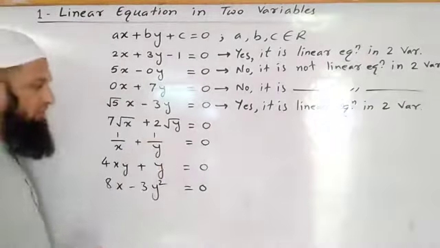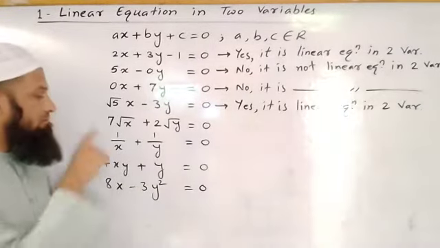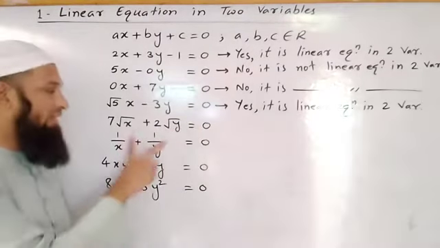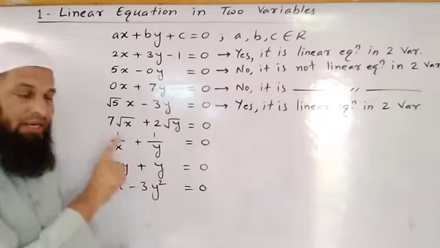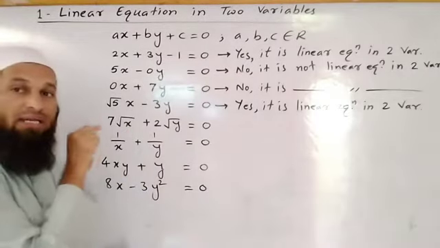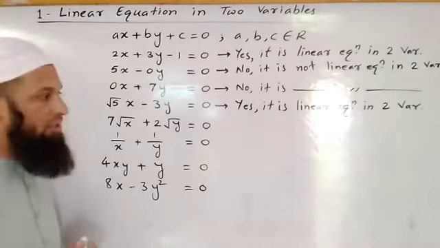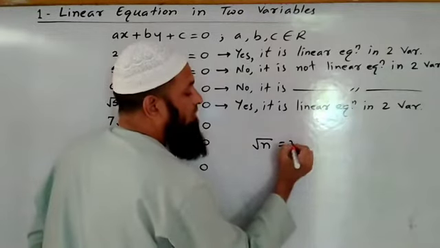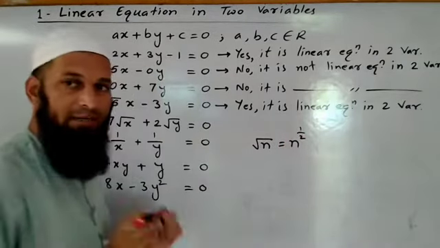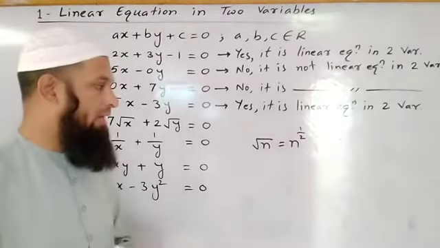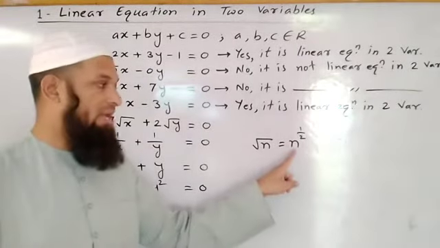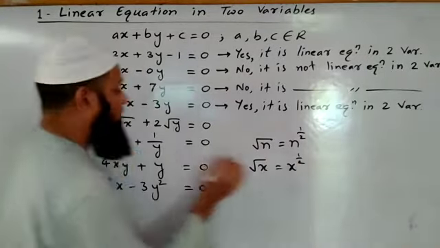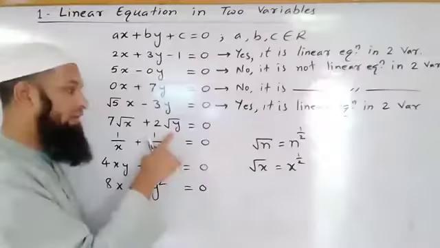Afterwards, see this equation: 7 into square root of x plus 2 into square root of y is equal to 0. Here there are two variables, no doubt, but what is the degree? Degree means the power of x. The power of x is here half. Why? Because in 8th standard you have studied that square root of any number is that number raised to the power half. So square root of n is nothing but n raised to half. So here square root of x is x raised to half.